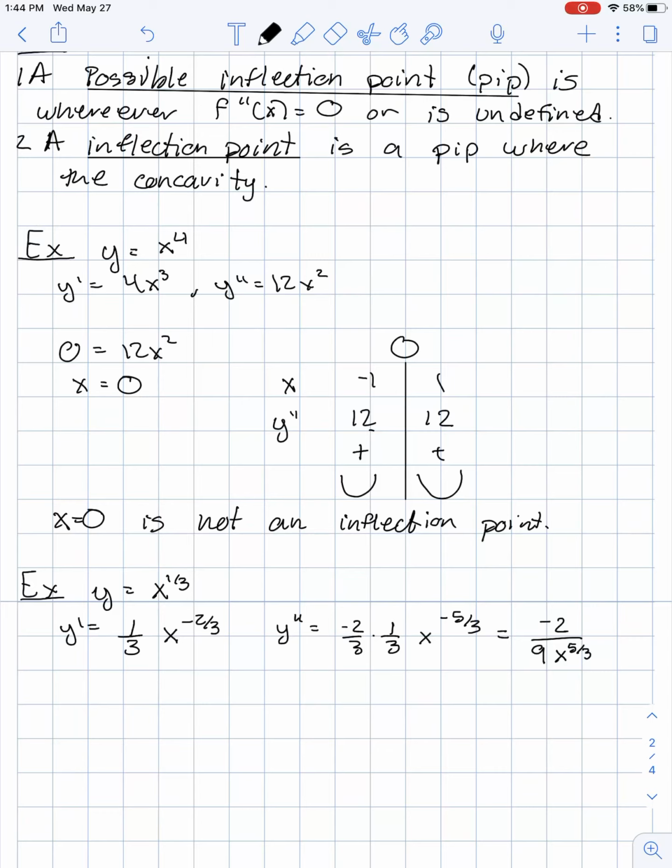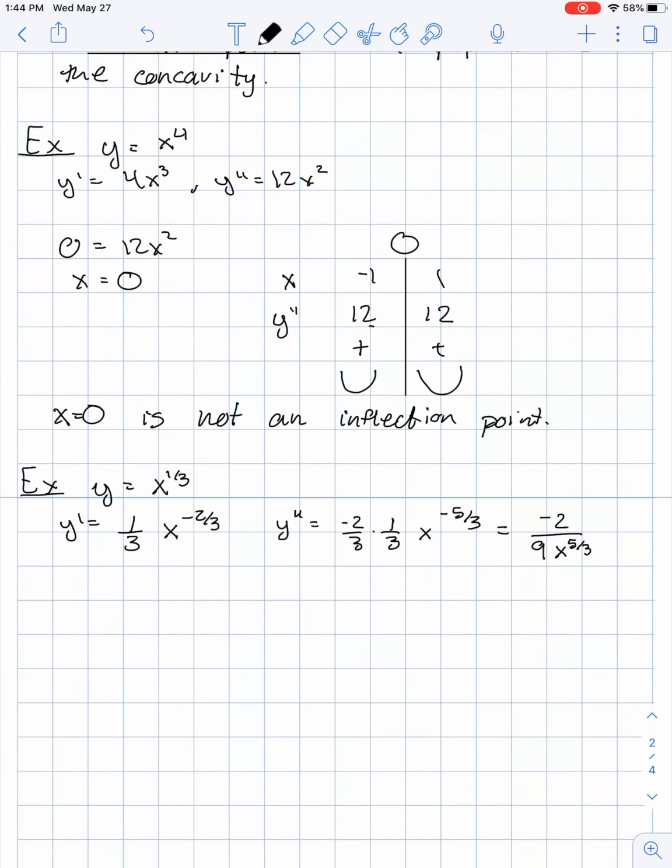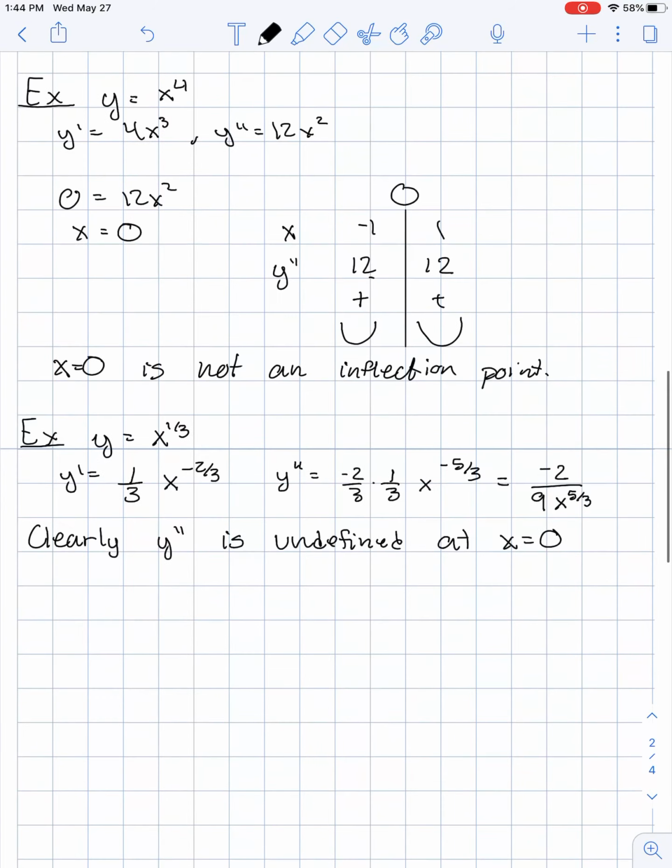3 times 3, that's how I got the 9 in the denominator. And then x to the negative 5/3, technically in the numerator. If I bring it down to the denominator, that's when I get x to the positive 5/3. So clearly y double prime is undefined at x equals 0, right? Undefined means when the denominator equals 0, and that only exists when x equals 0 in this case. So that's going to be our critical point.